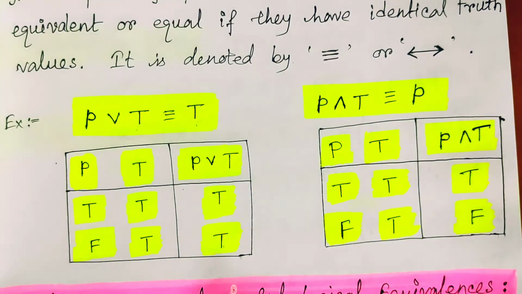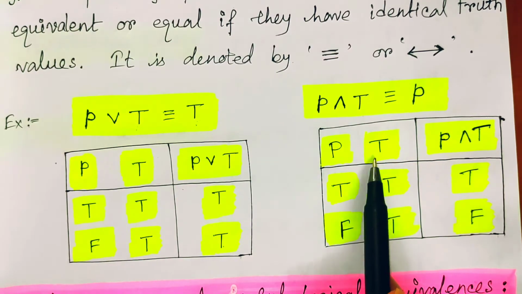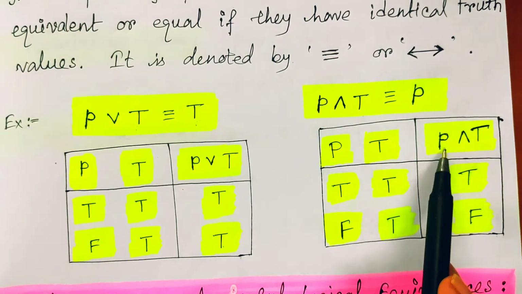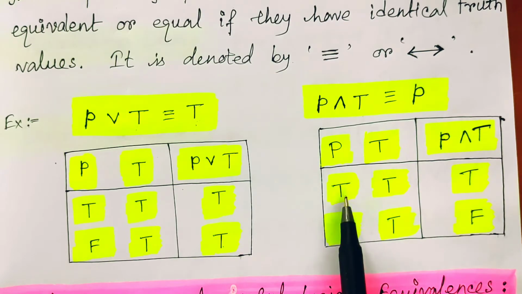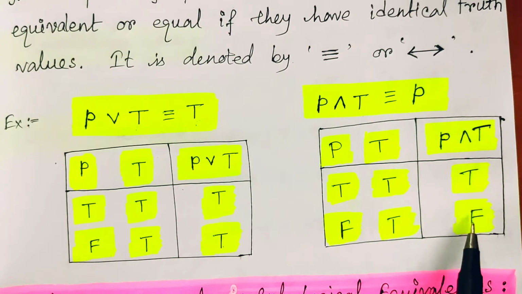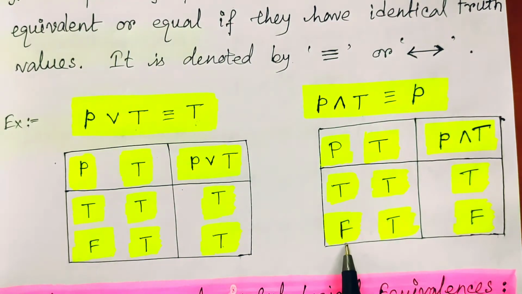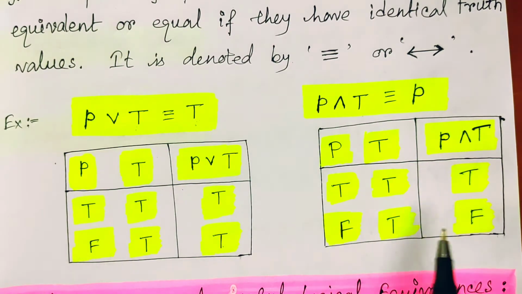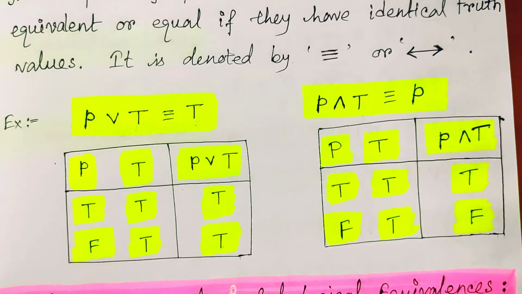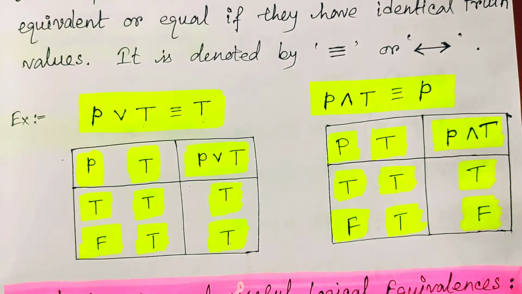Likewise, if we consider P and T, that should be equivalent to P. So let us check. At first P means we know its outcome may be true or false. Then T is always true, and P and T: true and true is true, then false and true is false. Now if we compare this truth table with the first column, the first column and the third column are identical. So we can say this given expression is logically equivalent. That means P and T is equivalent to the proposition P.